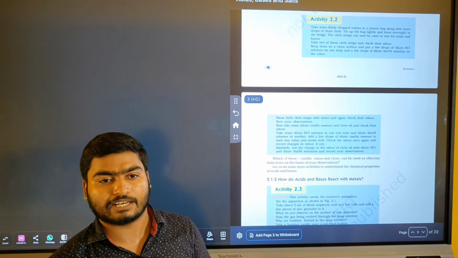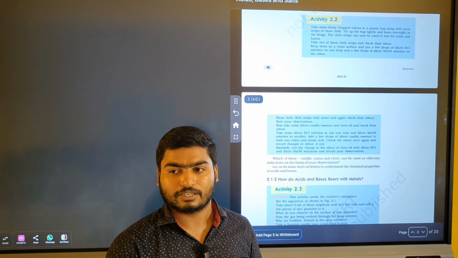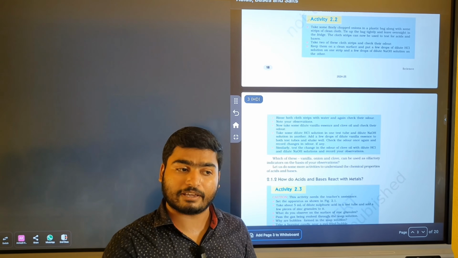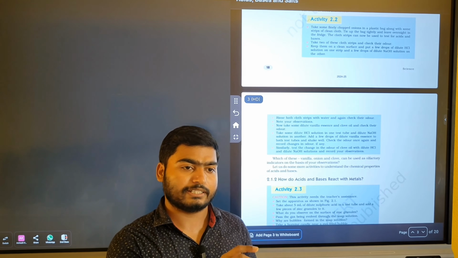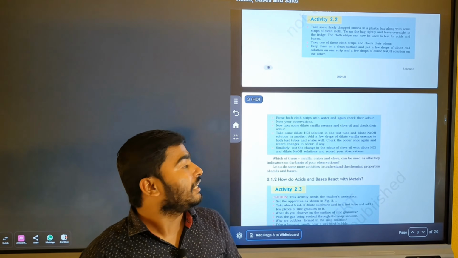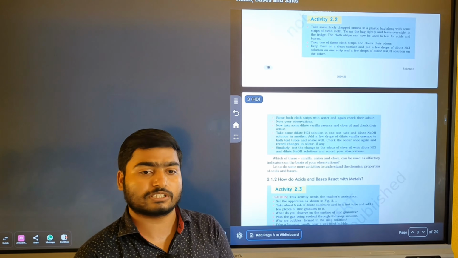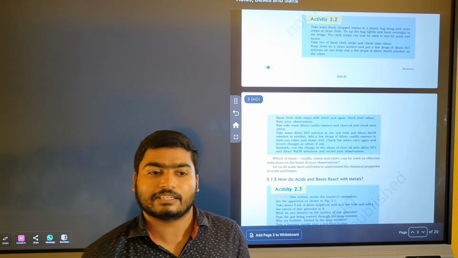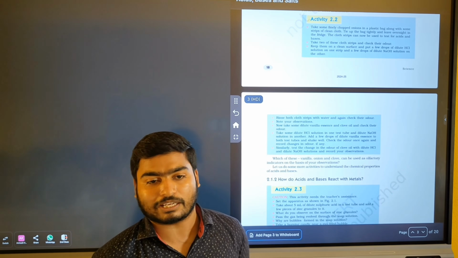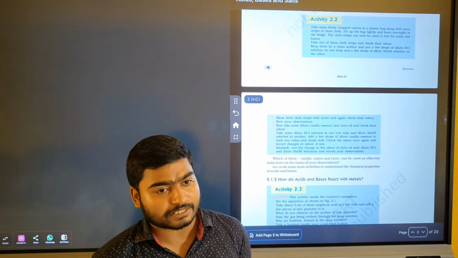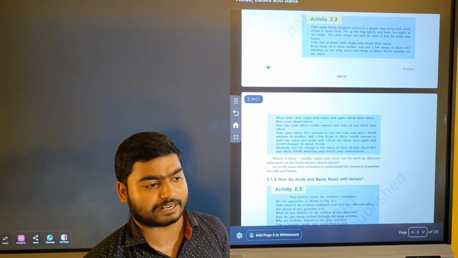One is onion, second one is vanilla essence, and third one is clove oil. You have to check how they behave with acid and base. When we kept acid on the cloth strip along with onion, there was no change in smell, but in case of base, the smell vanished. But what happens in case of vanilla and clove oil, we have to understand and write.